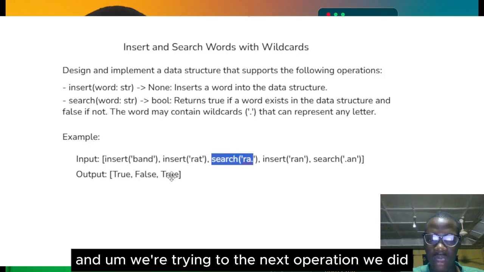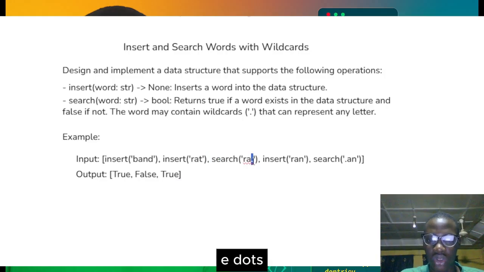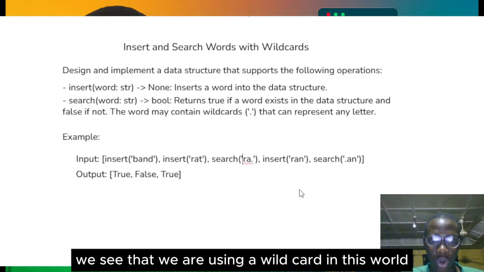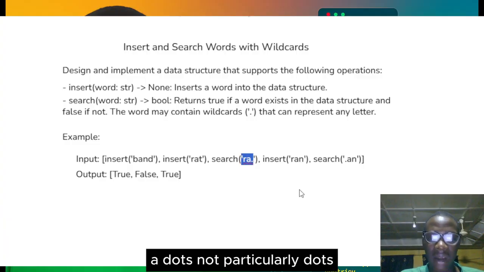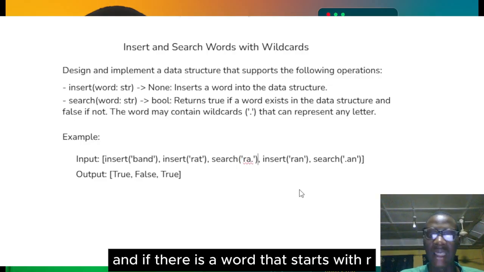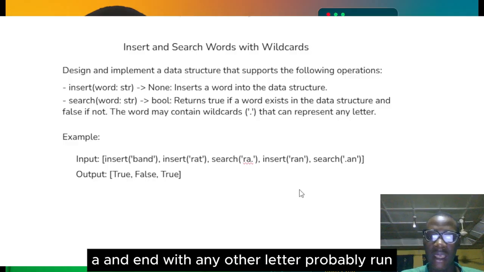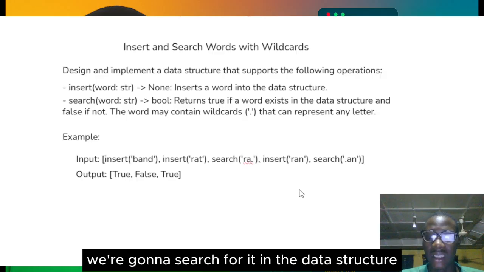The next operation is the search, whereby we search for RA dot. We see that we are using a wildcard in this word, which could represent any letter. So we are going to look at any word that correlates with RA dot, where that dot could represent any other character. We're going to search the data structure, and if there is a word that starts with RA and ends with any other letter, probably ran, probably rat, probably rab, anything in that pattern, we're going to search for it in the data structure.